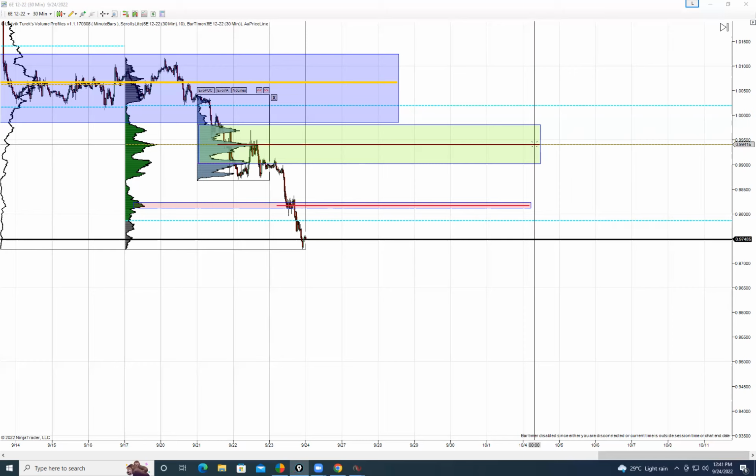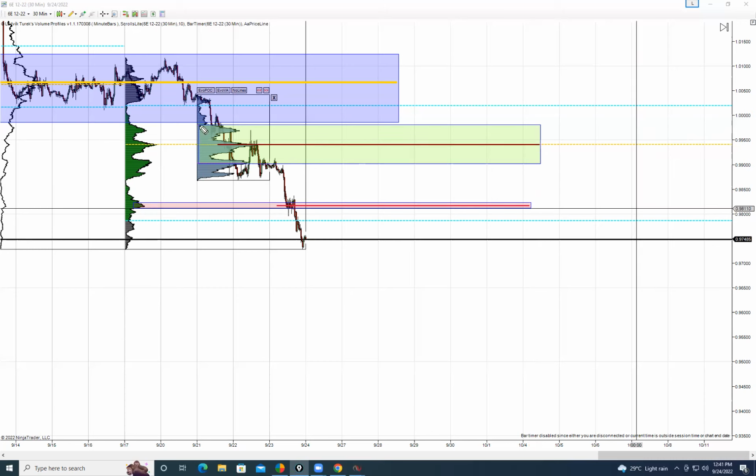0.99415 because it's the volume point of control of this 2-day composite that we saw right here. And of course, your value areas need to be confirmed to be truly value. So there should be movement from up, down, down, up. That is value. One direction, that's not value, it is simply volume.